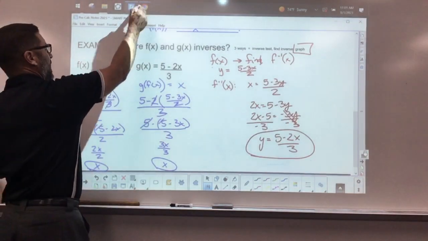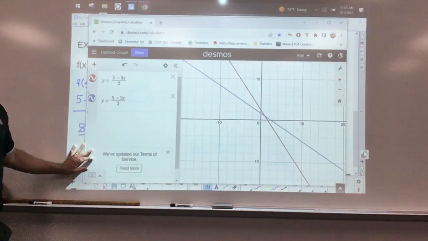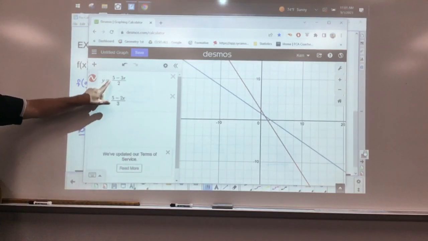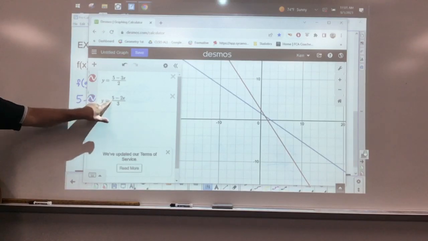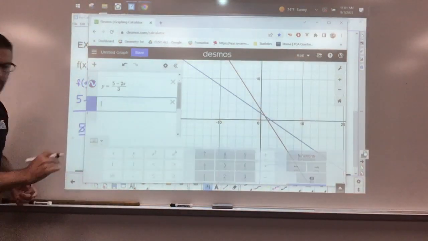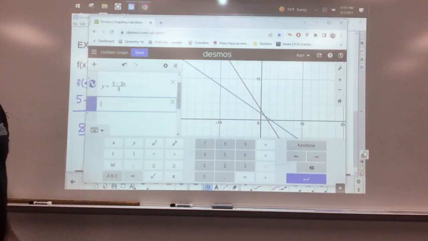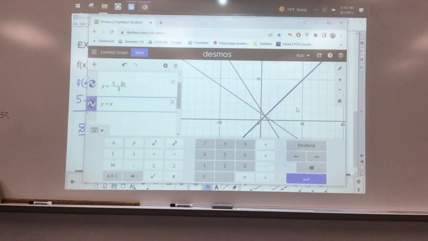And I went ahead and took the liberty before class of putting them on the axes. Here it is. Y equals 5x minus 3 over 2. Y equals 5x minus 2 over 3. Look at the graph. And I'm going to add something right here in this spot. I'm going to add the inverse line, y equals x. And I got it right there.